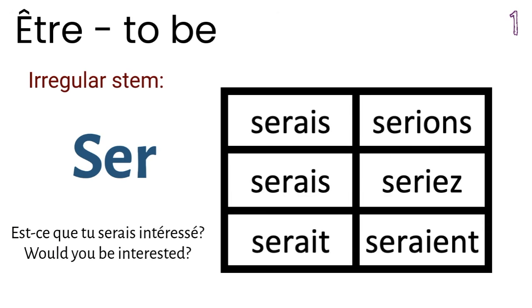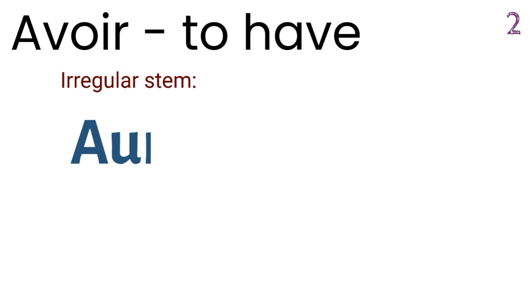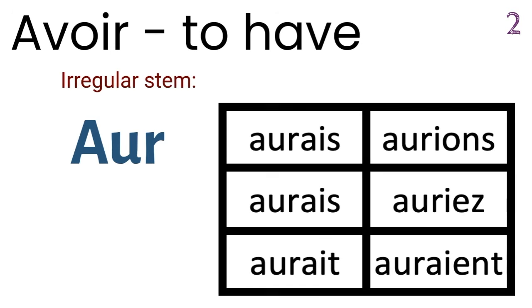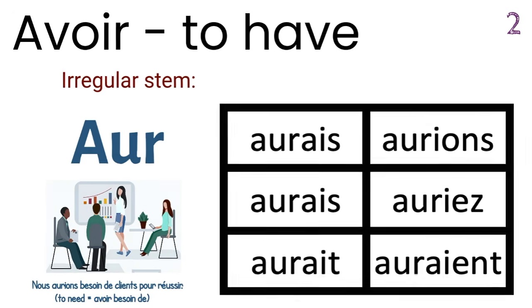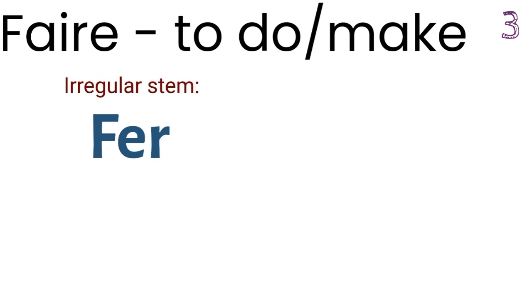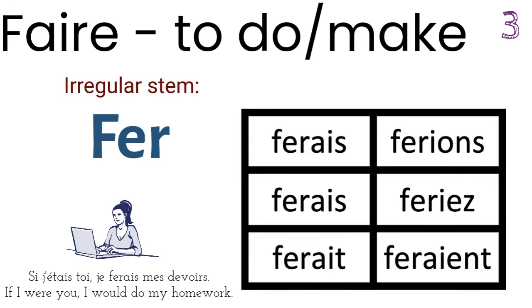Avoir takes the new stem aur. Nous aurions besoin de clients pour réussir. We would need clients in order to succeed. The new stem for faire is fer. Si j'étais toi, je ferais mes devoirs. If I were you, I would do my homework.